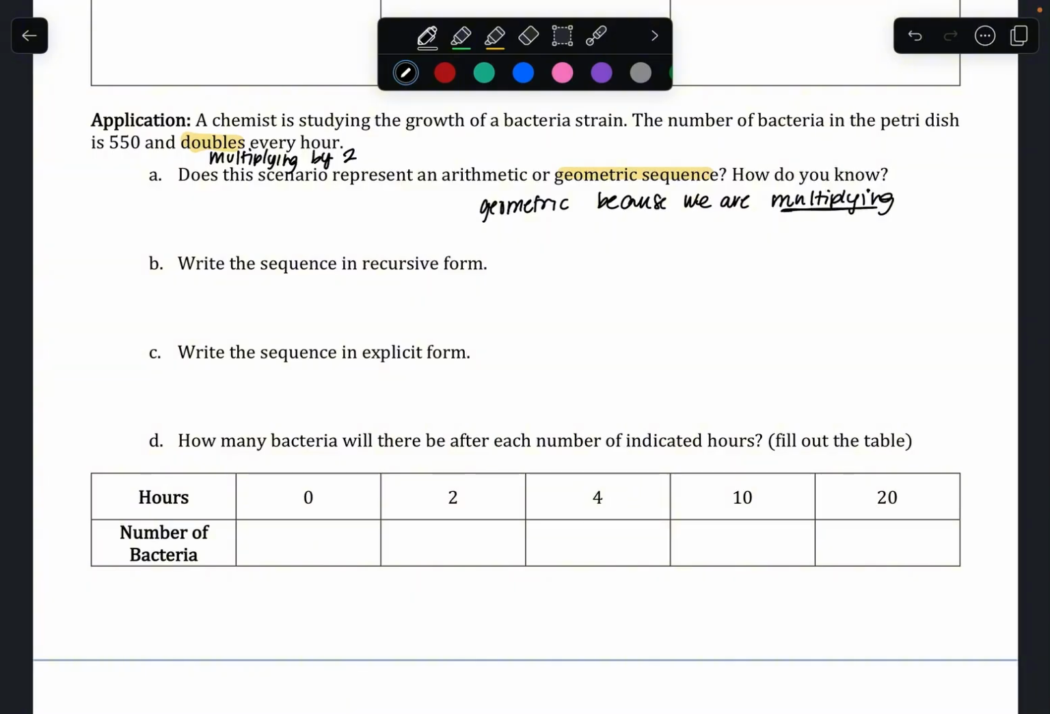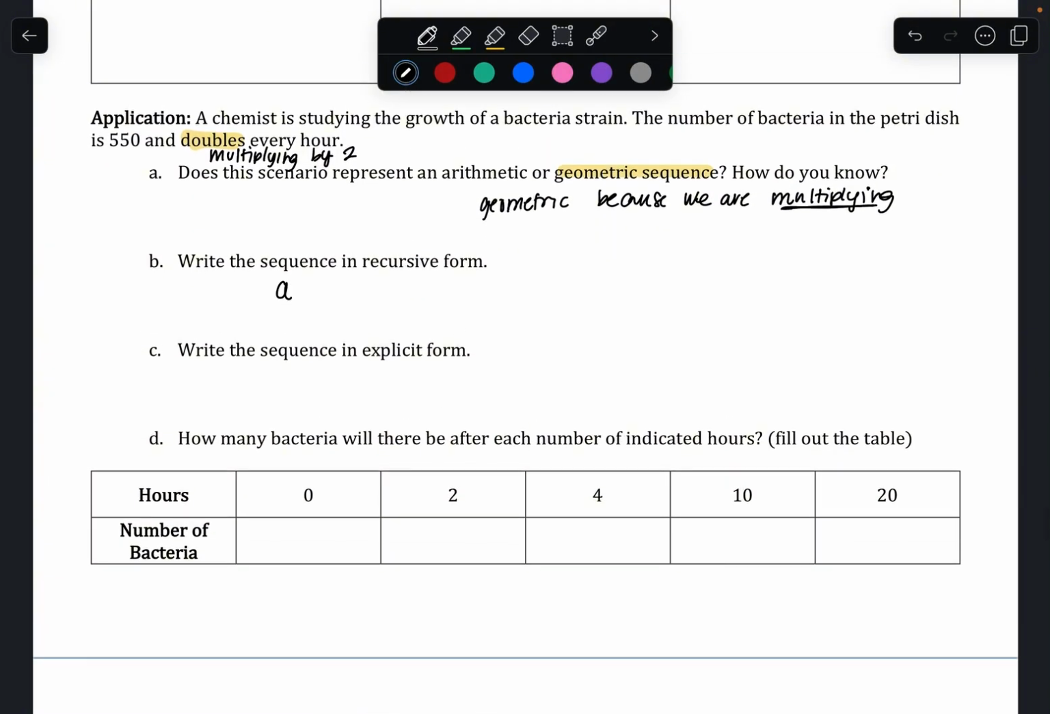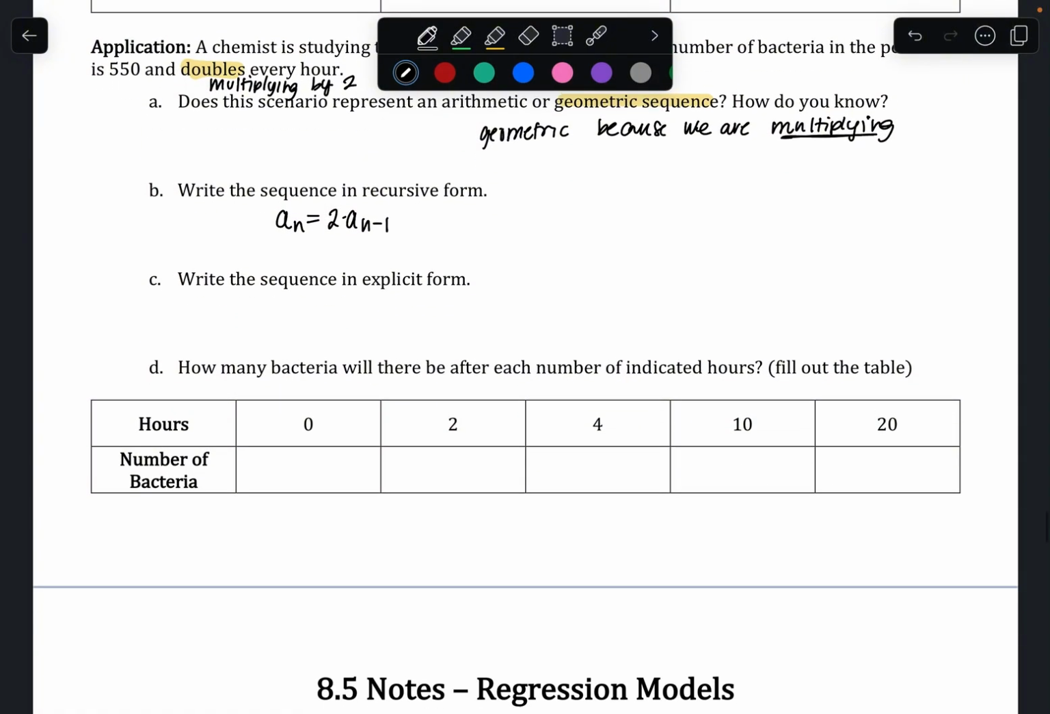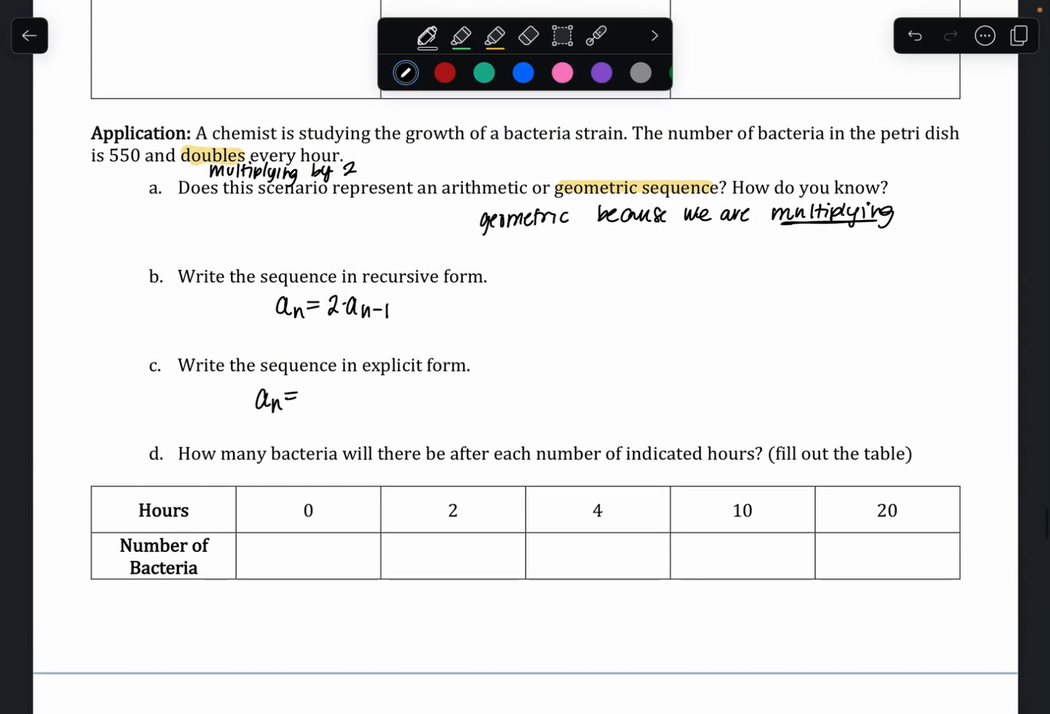Geometric goes with multiplying. Write the sequence in recursive form. So in recursive form, we get to any term by taking the previous term and multiplying it by 2. Write the sequence in explicit form. Well, we're starting with 550. So we take that 550 and we multiply it by 2 and minus 1 more times.